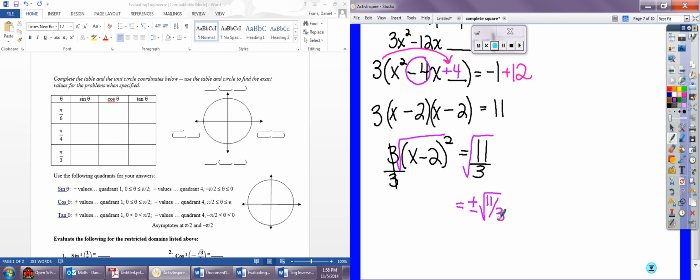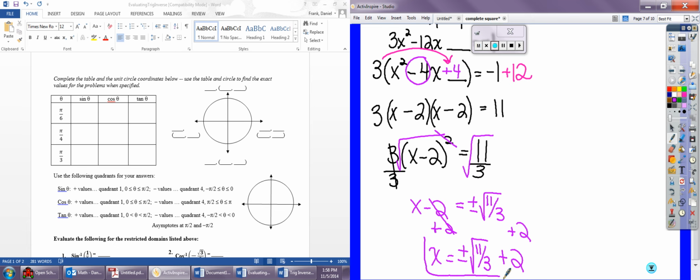And over here we have x minus 2. Good, because the square root and the square cancel out. Now, final step. Add 2 to both sides. So I get x equals plus or minus square root of 11 thirds. I can leave it like that because it doesn't go in evenly. Plus 2 wholes. And that 2 is not underneath the square root. It's off on its own.